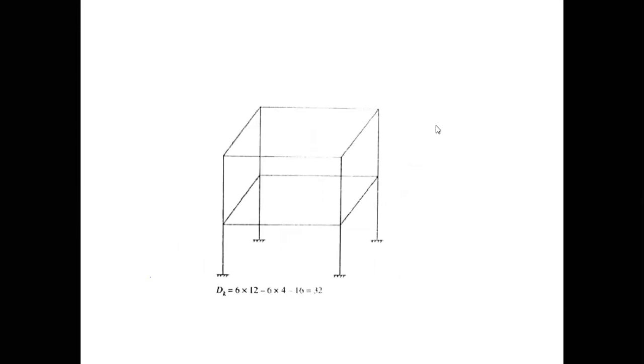Now this is a space frame, and for a space frame, we already know that the formula becomes 6j minus r minus m. So 6j minus r minus m will become like this. It is 6j, number of joints are 12, that is 1, 2, 3, 4, 5, 6, 7, 8, 9, 10, 11, 12. So number of joints are 12. So it is 6j minus r.